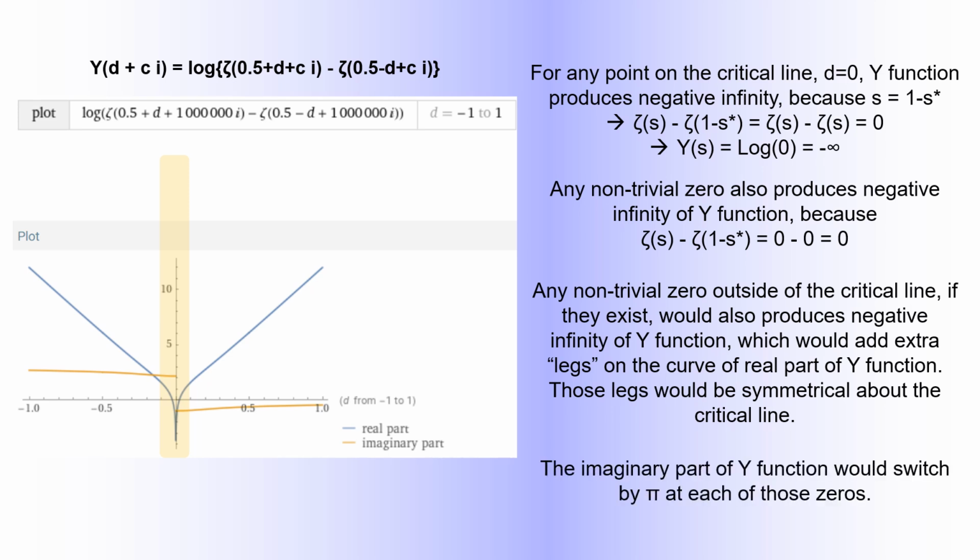The imaginary part of y function would switch by pi at each of those zeros. It shows that the zeta of s is located at the opposite direction of zeta of 1 minus s conjugate when s is very close but not exactly on the critical line.